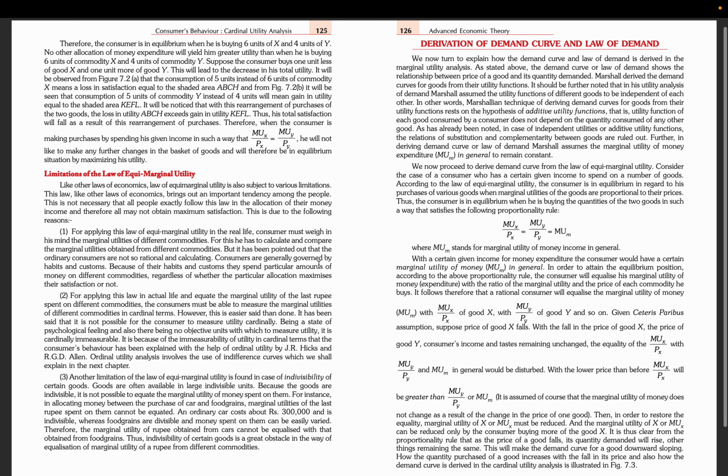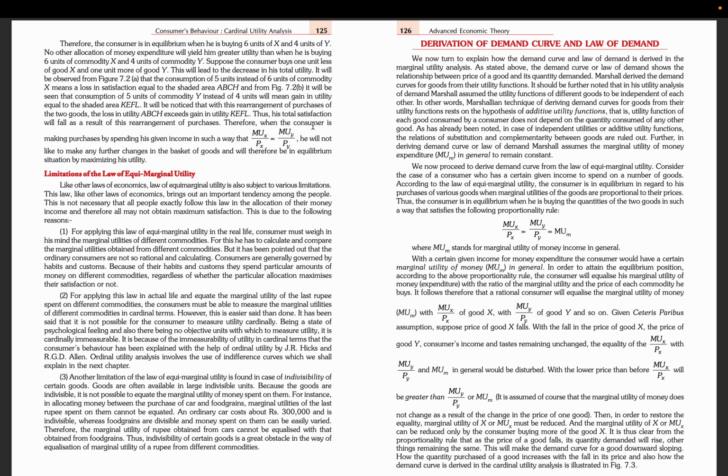Therefore, when the consumer is making purchases by spending his given income in such a way that MUX by PX is equal to MUY by PY, he will not like to make any further changes in the basket of goods, and will therefore be in equilibrium by maximizing his utility. So basically, the last point, all of this area made it clear that if you buy more or less than what is determined by the equilibrium condition, the utility that you derive is going to be less.